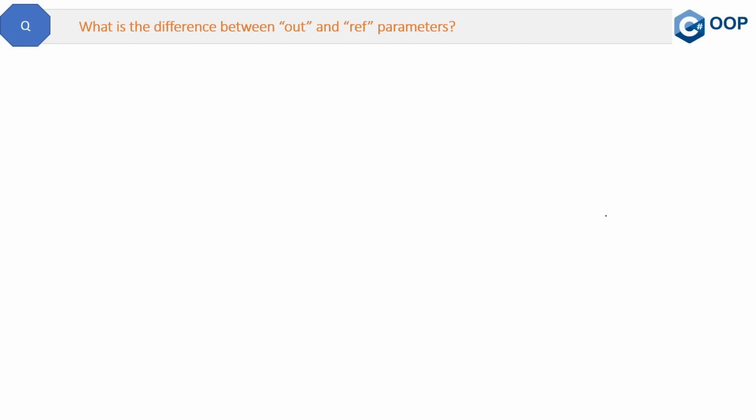What is the difference between out and ref parameters? First, what are out and ref parameters? The answer is, by using the ref and out keywords, we can pass parameters by reference. What does it mean? When you pass a normal parameter to a method, then in the called method, the parameter has the same value. It is passed by value. And in memory, it's a different parameter.